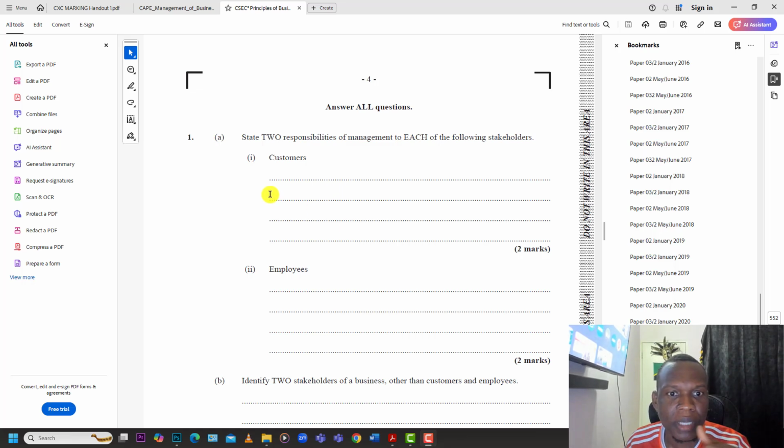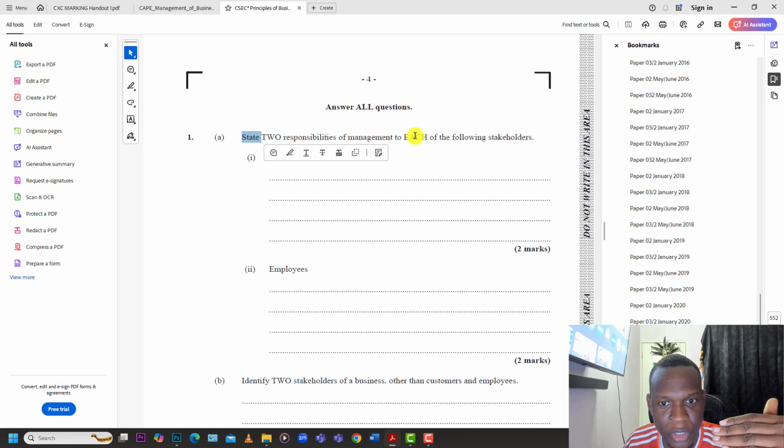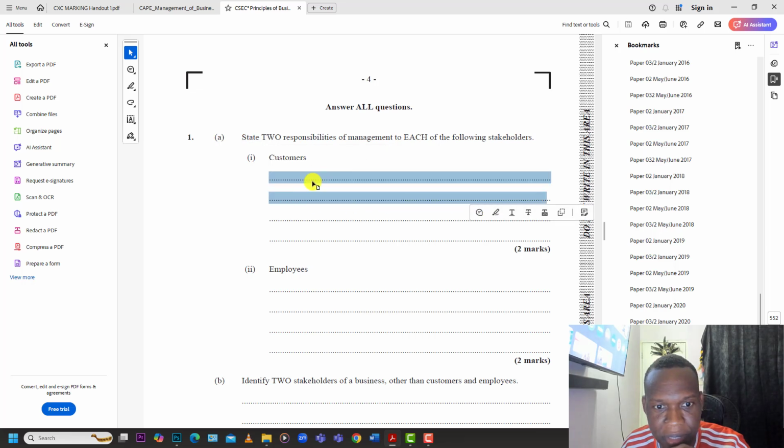Number 1. State, right there you see state, 1 marker, right? State 2 responsibilities of management to each of the stakeholders below. So you're stating 2. That is where you get 2 marks. Right here, you see the mark, you see the lines here? You have 2 lines. So you're going to state the responsibilities of 2, well, at least 1 complete sentence for each. So state 2 responsibilities of management, okay.